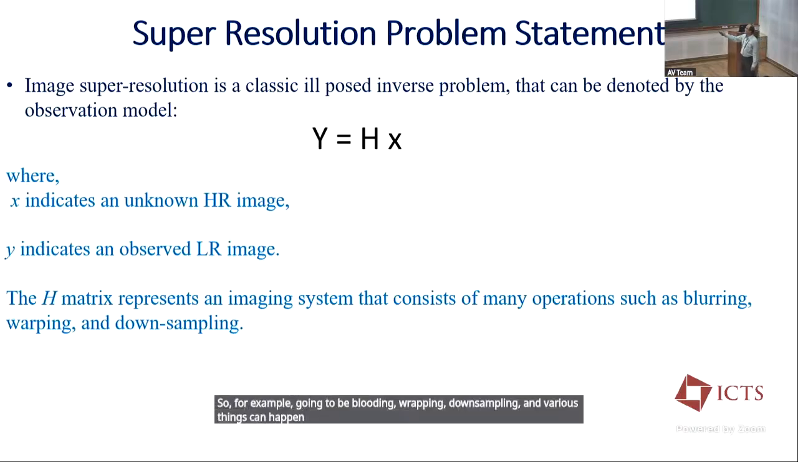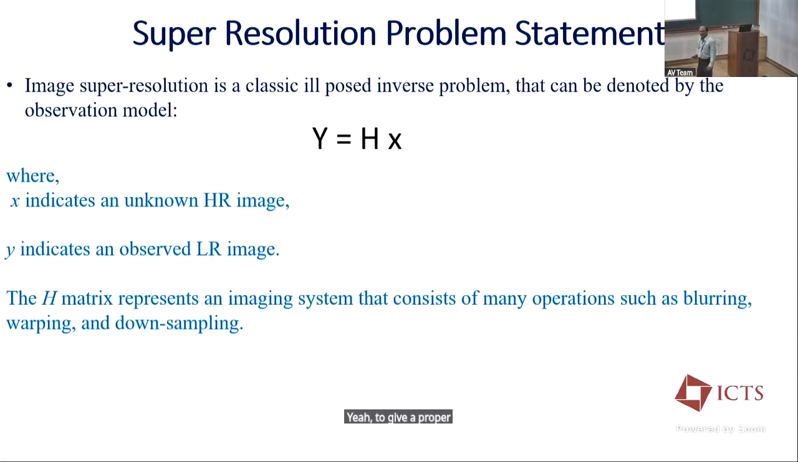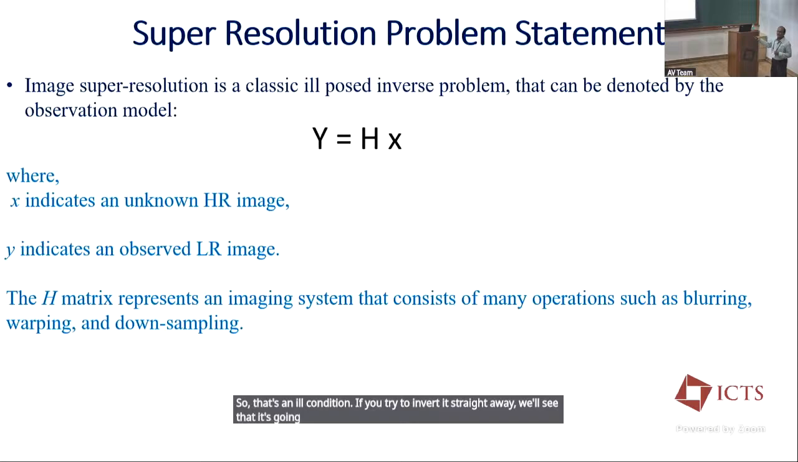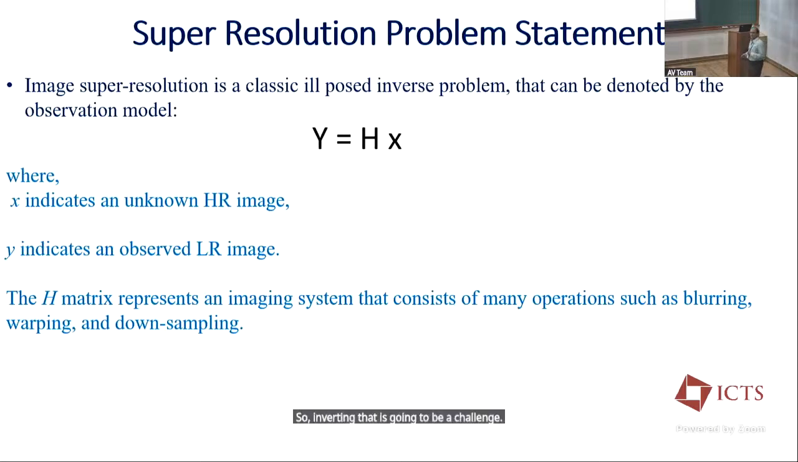So now you have to deal with this. You have to give a proper representation for this, and then look at it and invert it out. And that's what the methods do in various ways. So that's an ill condition. If we try to invert it straight away, we'll see that it's going to be highly ill conditioned. So inverting that is going to be a challenge. That's what the various methods do.